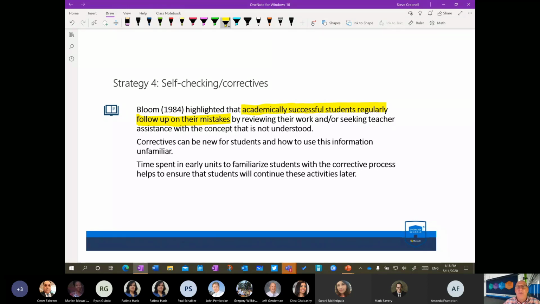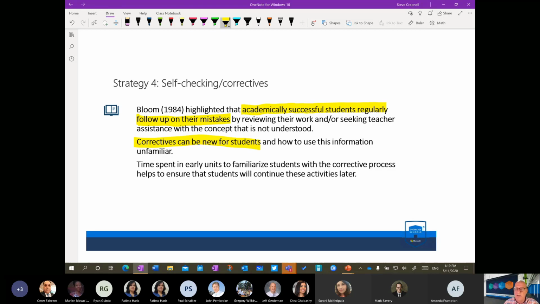Okay, what do the students do? Following on from the previous strategy, what do students do when they find that there's an error in their work or there's a misconception or a gap in their knowledge? What opportunities are we presenting to them in order to engage with the learning? Now, I've done this in the last 18 months, 2 years with my students, and I found this point to be very relevant. Correctives can be new for students.